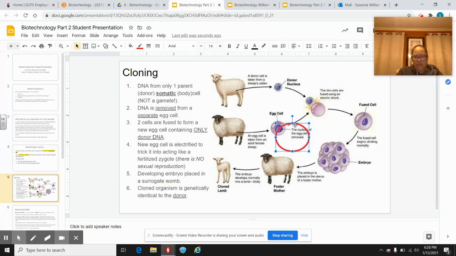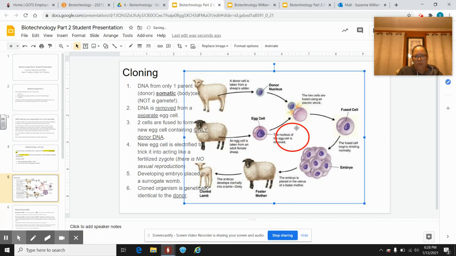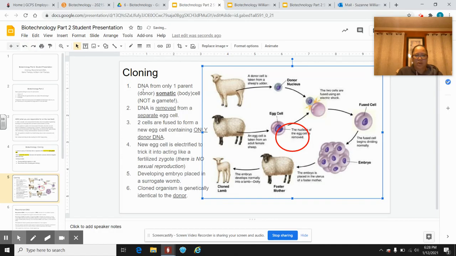This is a little bit offset. Let me see if I can fix this real quick. Oop, I don't know if it wants to move. Just kidding. I don't really want to do that.